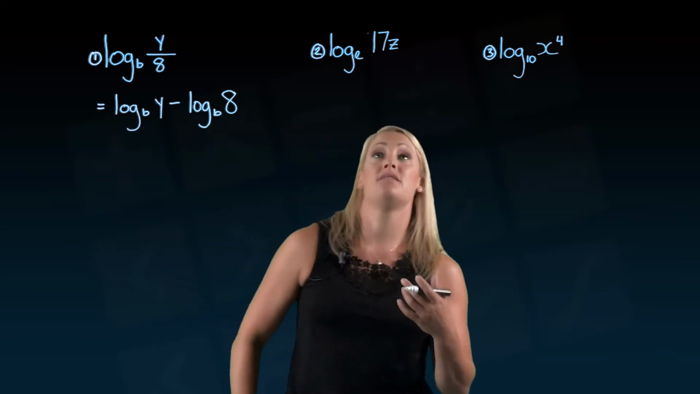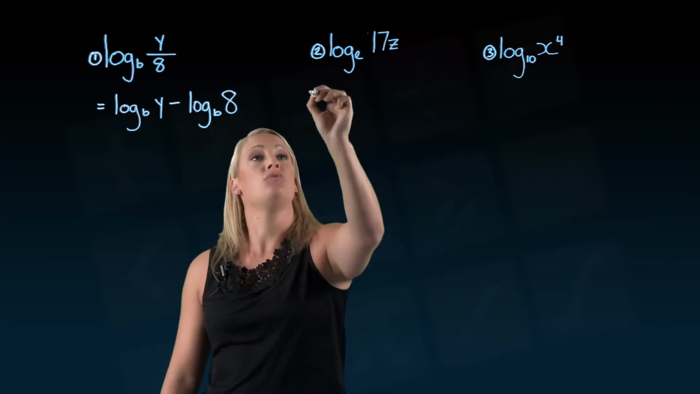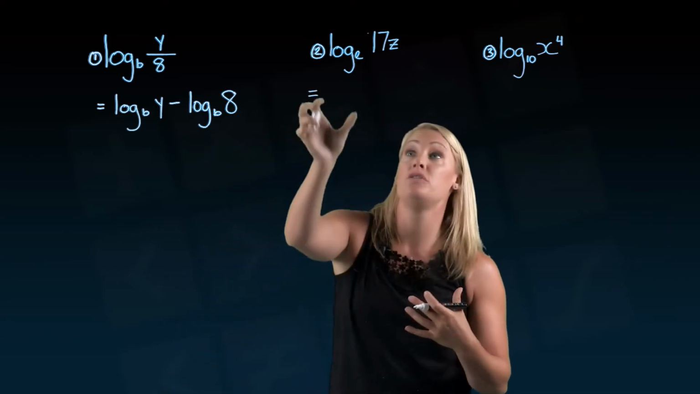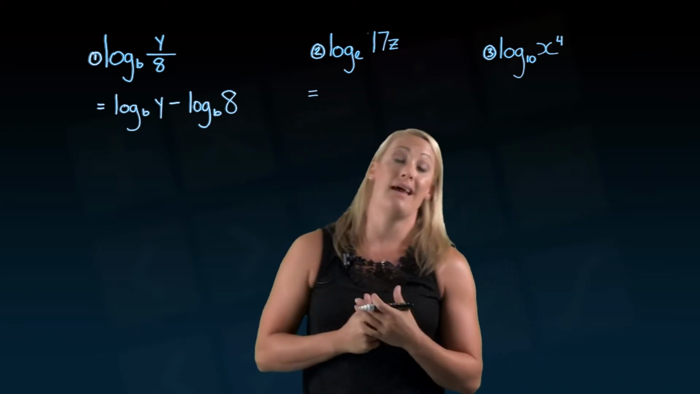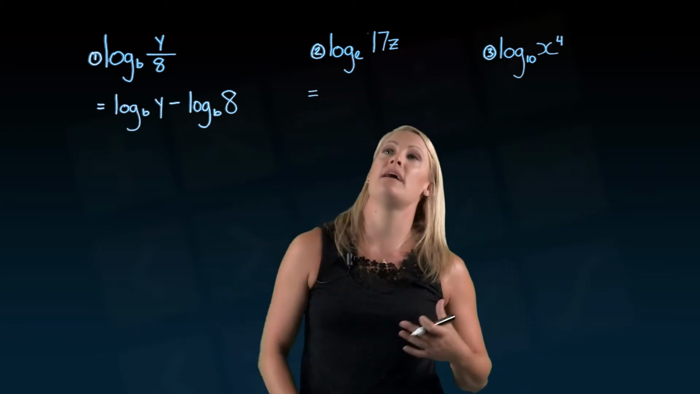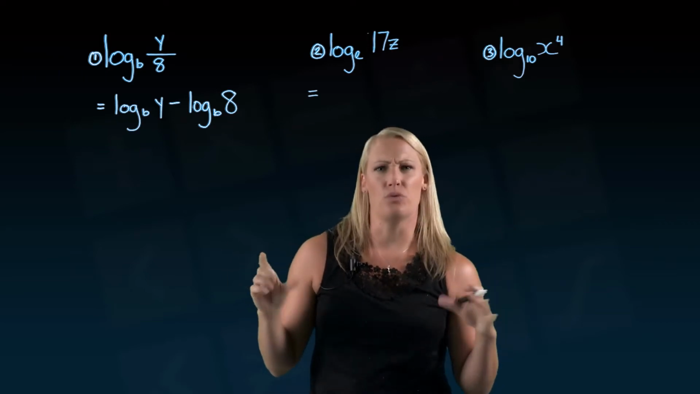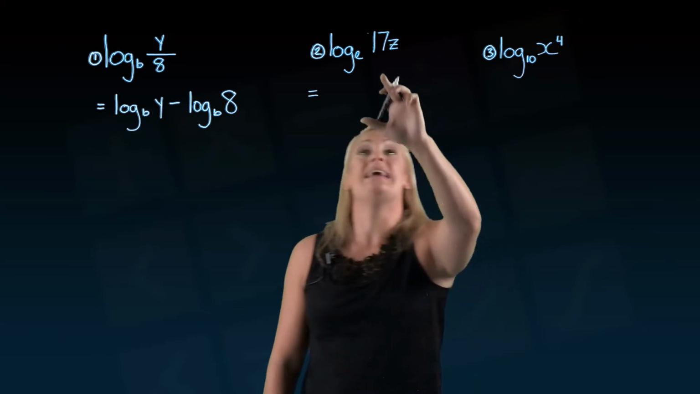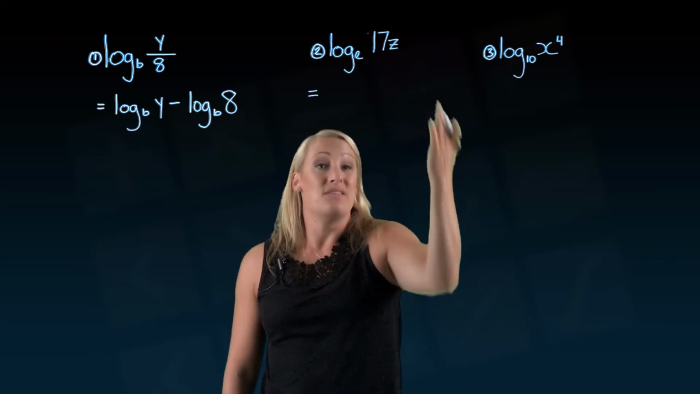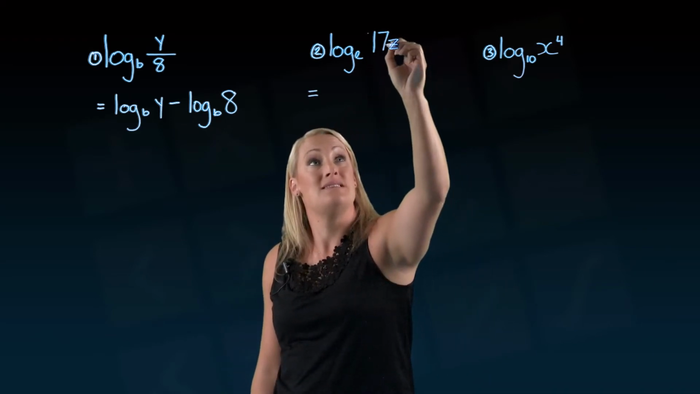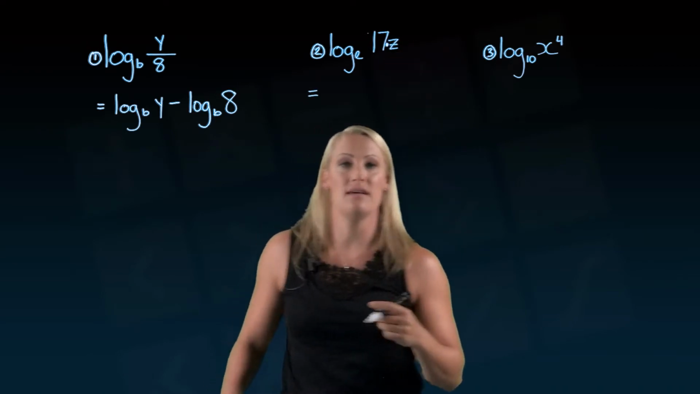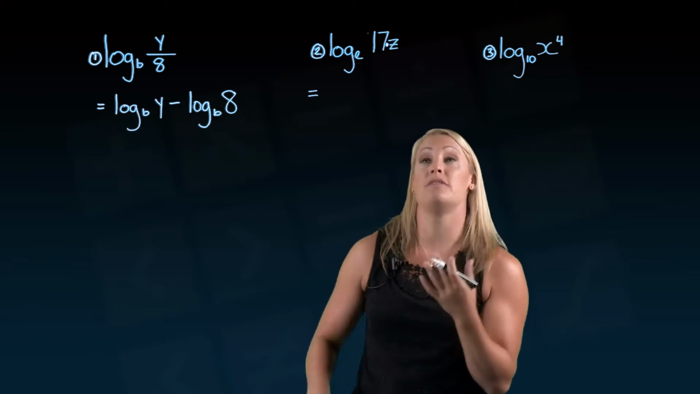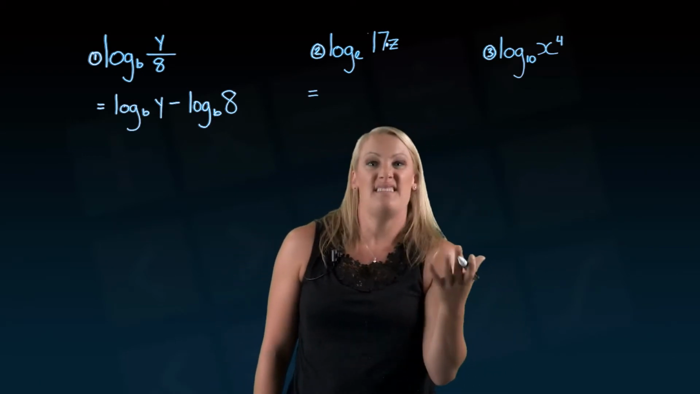Let's do the same to this one. I have log base e. If you're used to seeing log base e written as ln, we'll leave it as log base e, just to show that the rules don't change no matter what the base is. So log base e of 17z. Now 17z really means 17 times z. Anytime a number and a letter are together, we're multiplying those, but the sign isn't always there. It is there, it's just implied.